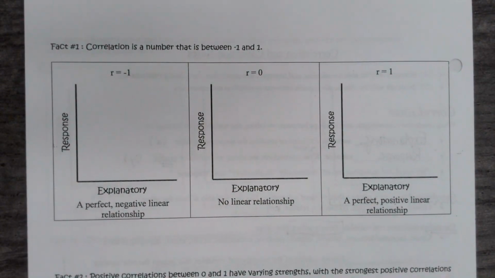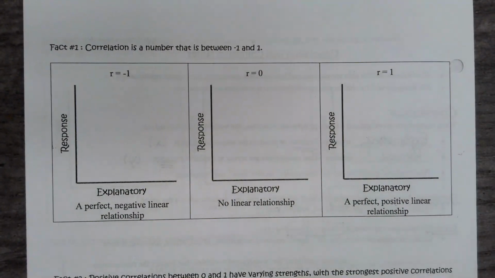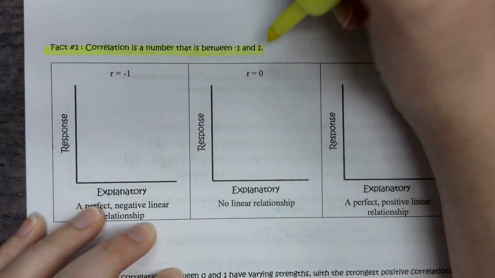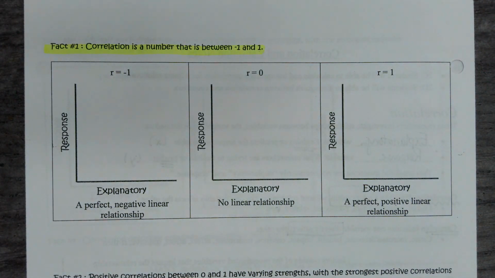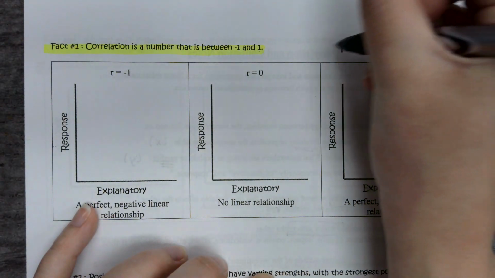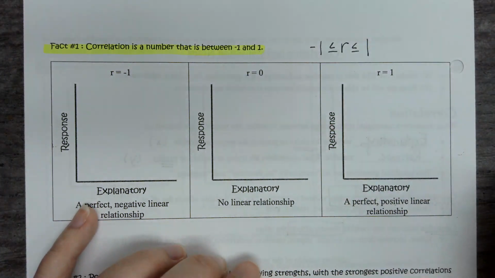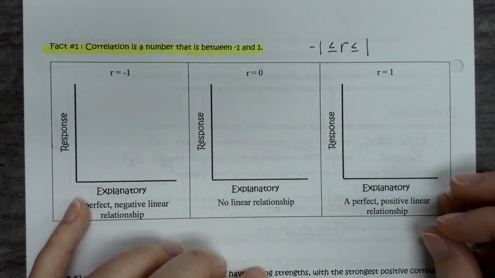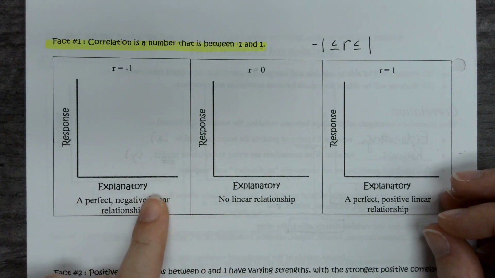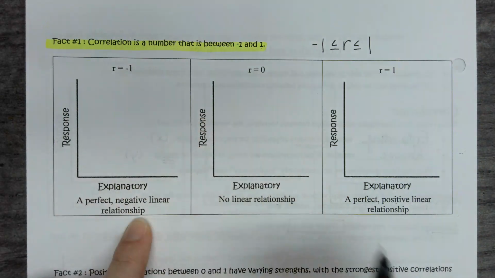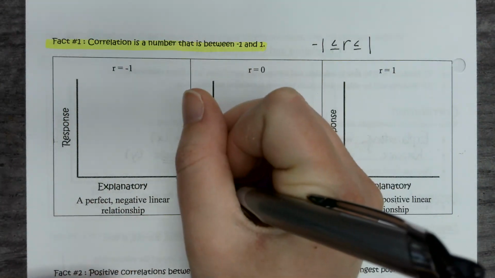So first fact is this. If you want to get out a highlighter and highlight these facts, you may do so. Fact 1, correlation is a number that is between -1 and 1. So your R value is going to be no less than -1 and no greater than 1. Ever. It should always be between -1 and 1. And the reason why? -1 means that there is a perfect negative linear relationship, meaning that with our explanatory on our x and our response on our y, we're going to look at a negative linear relationship.